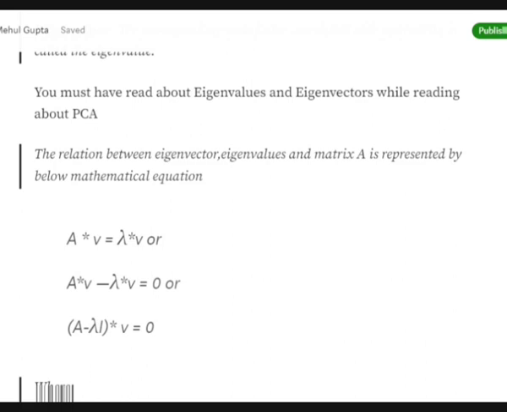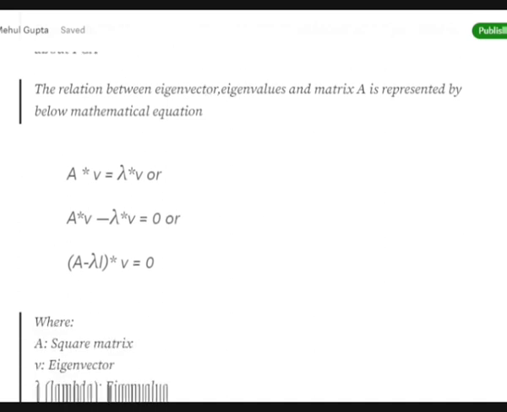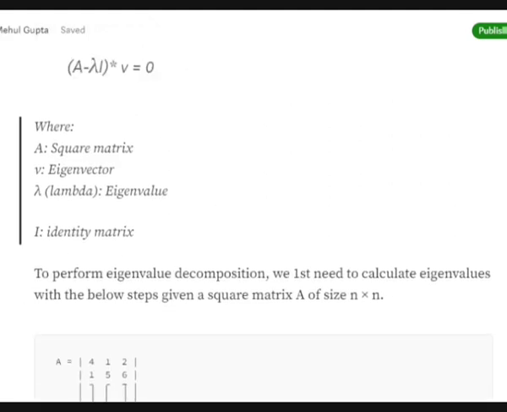Now, if we move the term on the right hand side to the left hand side, we get A minus lambda, and we can take V as common. So this becomes our whole equation: (A minus lambda I) into V equals 0, where I is an identity matrix. We will be using this equation to get eigenvalues and eigenvectors.